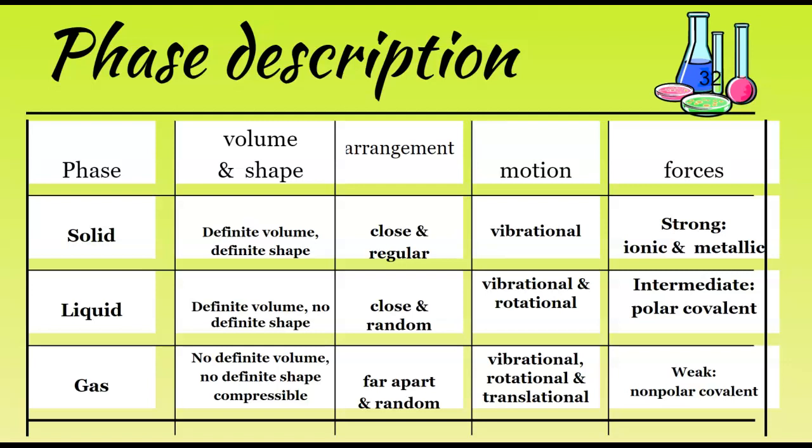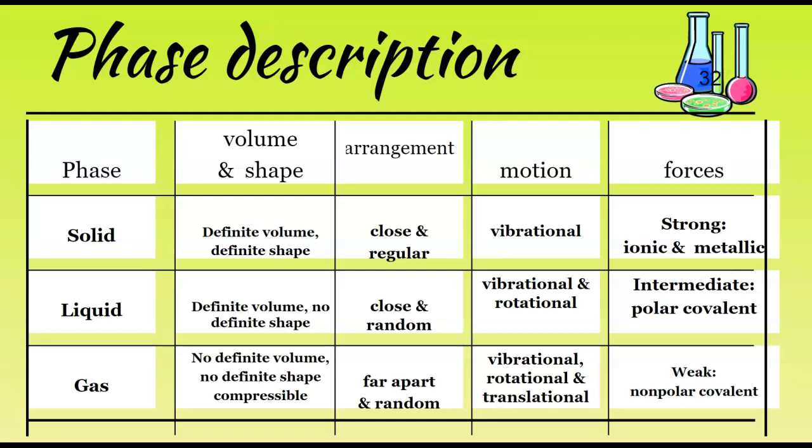Now we're looking at the motions. Solids are vibrational because they're so close together. All they can do is vibrate next to each other. Whereas liquids have a little bit more space in between, so they can vibrate, and because they're not as close together, they can also rotate in circles. And then you have gases, which are so far apart from each other. They can vibrate, turn in circles, and translate, or they can bounce off each other. They can do collisions.